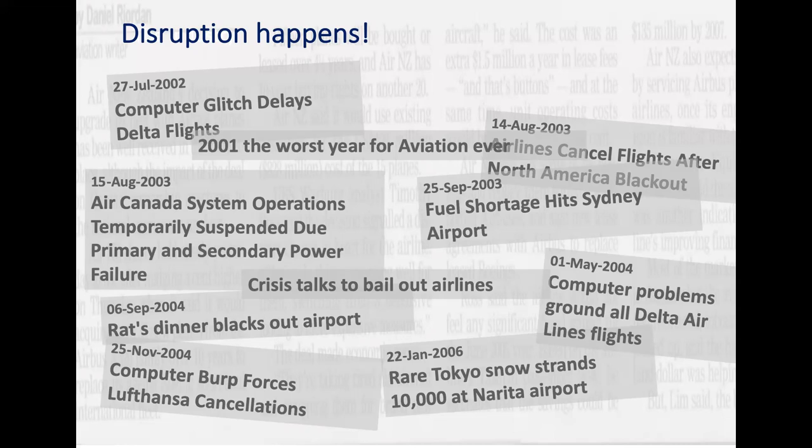Air Canada system operations temporarily suspended due to primary and secondary power failure. So not only did they have a power failure, but it seems their backup generators failed to start up. Another one, fuel shortage hits Sydney Airport. So they couldn't get the fuel through to the airport. And that's a disruption on many airlines.